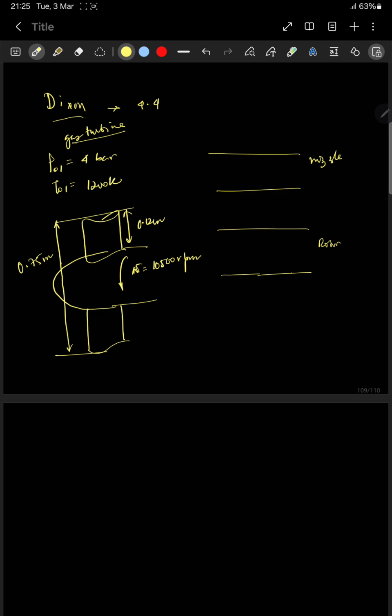At the mean radius, the stage operates at a reaction of 50%, flow coefficient of 0.7, and the stage loading coefficient. This is also known as stage loading coefficient or head coefficient of 2.5. Okay.